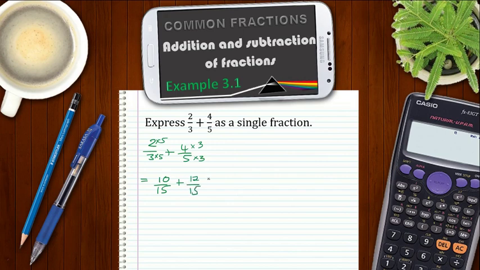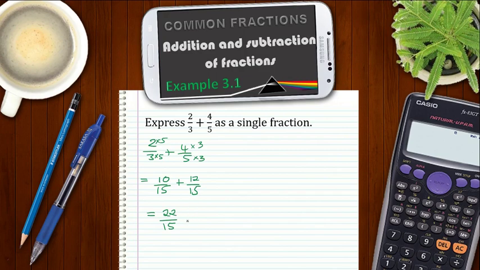Now I'm in the position to be able to add these. So I add my numerators, but then my denominator stays the same. So 10 plus 12 gives me 22 over 15. And this now, because the numerator is bigger than the denominator, is known as an improper fraction. So normally we can leave our answers like this unless something else is stated.